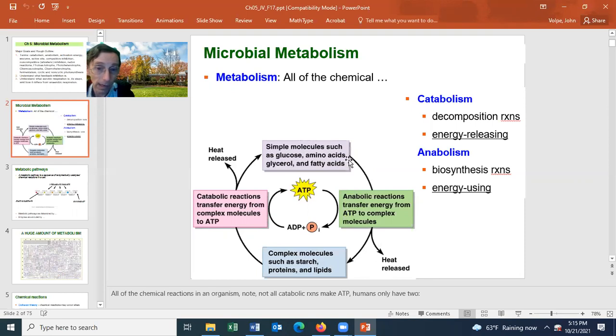Anabolic reactions require energy in order for them to occur. Otherwise, you cannot get the simple molecules forming the larger molecules, because a larger molecule has more energy in it than the simple molecules. They take up energy. That energy usually comes from ATP breaking down into ADP and phosphate, releasing the energy needed by the anabolic reaction to occur. All right, any question about any of that?